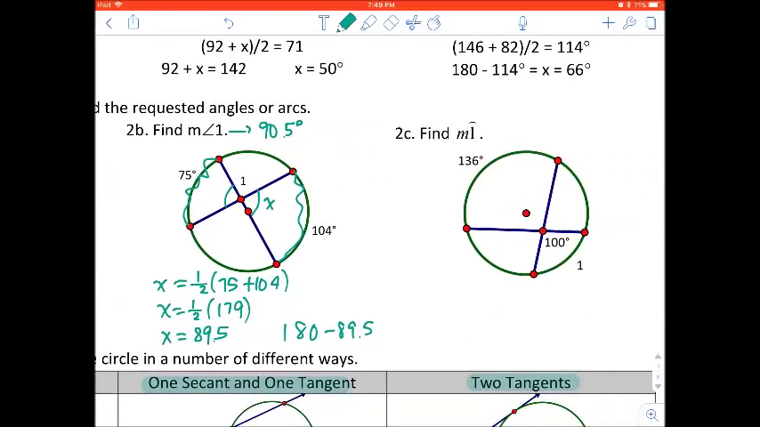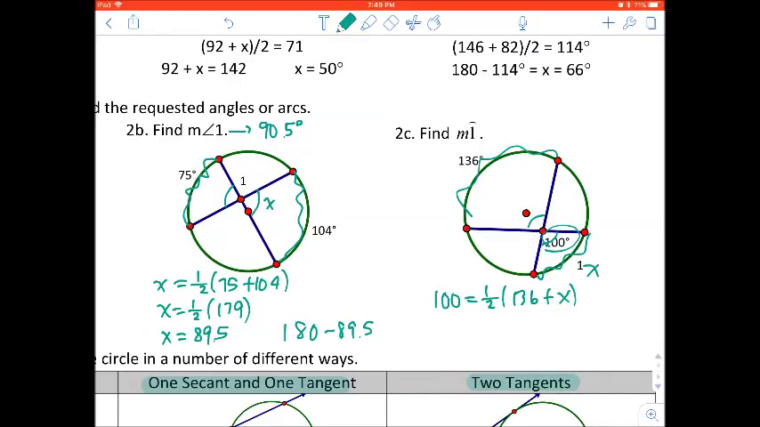Looking at our last example here, we're given kind of a reverse situation. We're given the vertical angle that opens up to the arcs, but we don't know one of the arcs. So setting it up as in the previous two examples, we know 100 is going to be half the sum of the two arcs. I'm going to use x instead of 1 so it isn't mistaken for the measure of an angle.